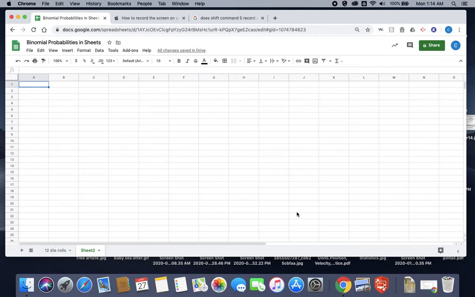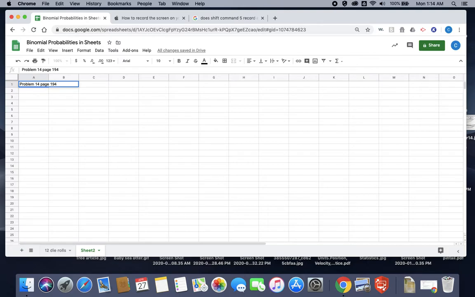I'm going to take a couple minutes here to show you how you can use Google Sheets to do binomial probabilities. So the first thing we're going to do is look at number 14 on page 194 in your textbook, and again, that's in the PDF file that I uploaded.